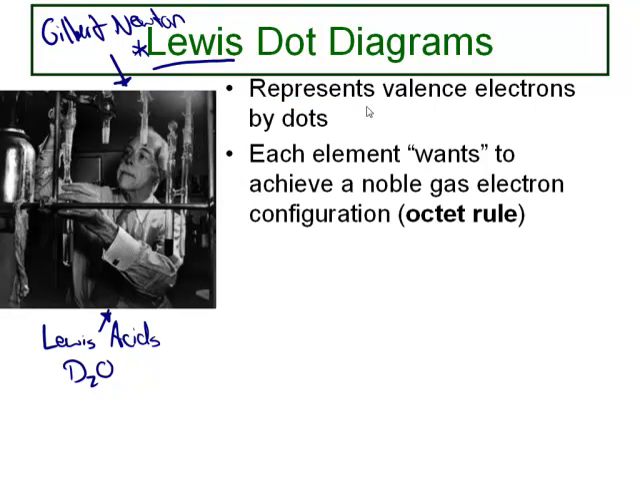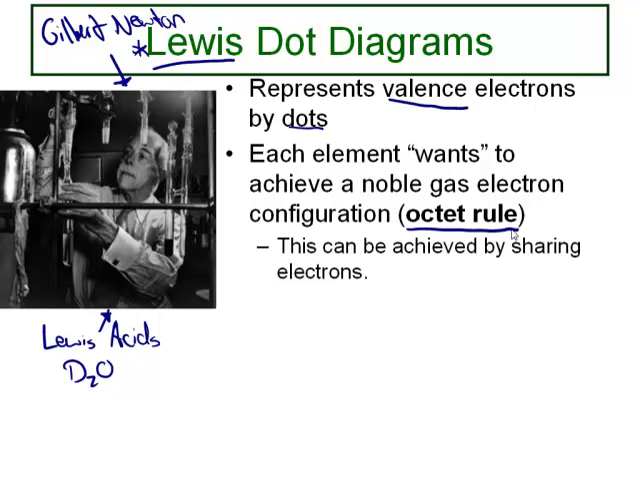When we draw these structures, we're going to represent valence electrons using dots. The principle that guides the drawing of these structures is that each element wants to have a noble gas electron configuration, and this rule is called the octet rule. We say that most elements want to have 8 valence electrons that they can count as their own. This can be achieved through covalent bonding when elements share electrons. This is the rule that governs how they're going to do that.